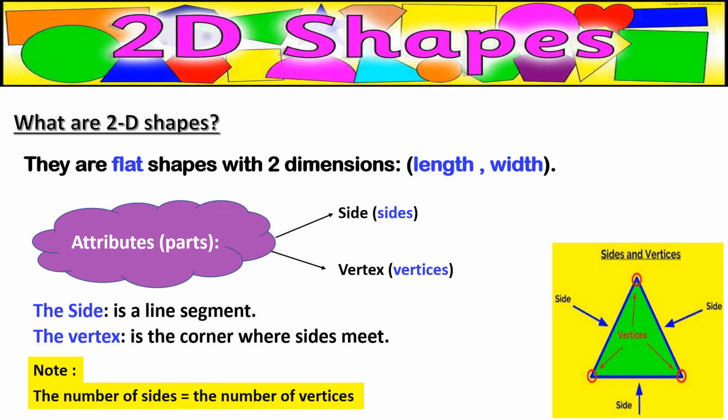And don't forget, the number of sides equals the number of vertices. We have here 1, 2, 3, 3 sides. And 1, 2, 3, 3 vertices. So the number of sides equals the number of vertices. If we have a shape with 0 sides, it will have 0 vertices. 4 sides, 4 vertices. 6 sides, 6 vertices, and so on.